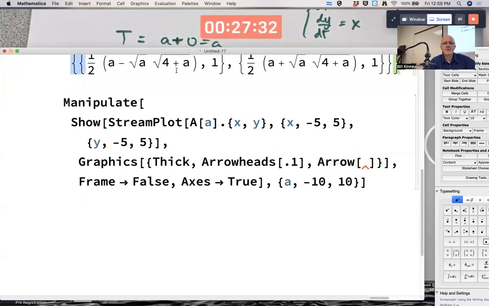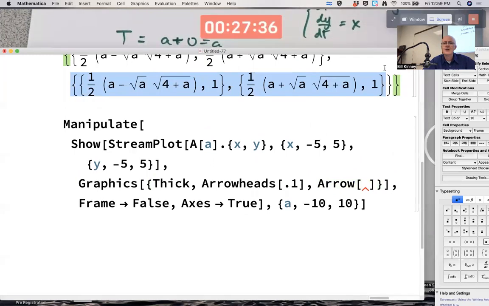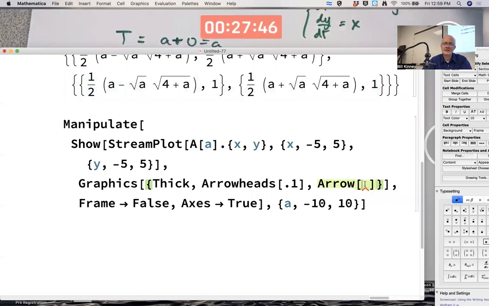I think I just copy and paste this. Those are the eigenvectors. I should be able to just copy and paste that and put it inside the arrow. I think this will work. So I copied it, click down here, paste it.